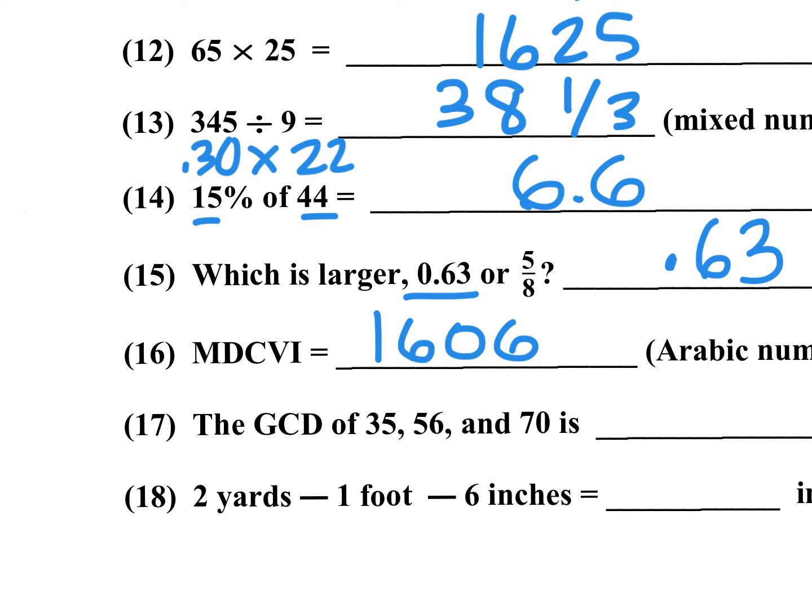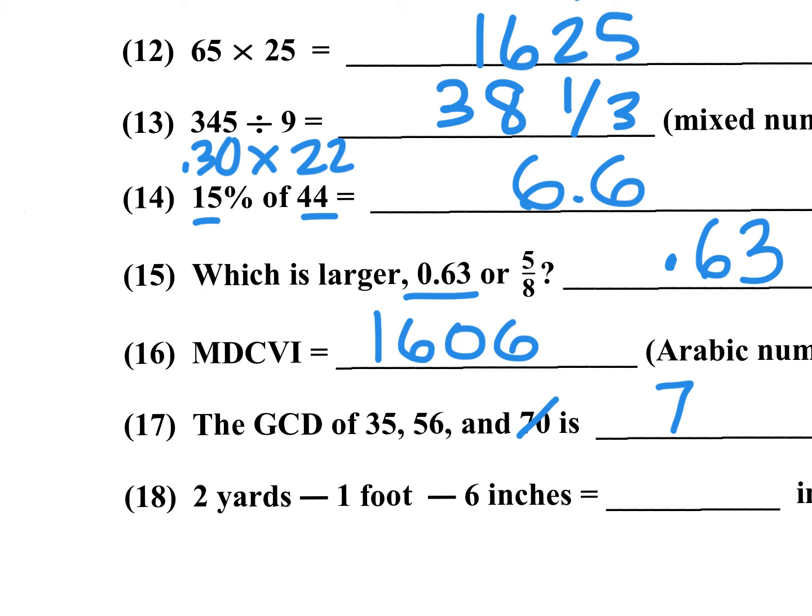The GCD of 35, 56, and 70. Well, 35 goes into 70. So we can actually rule out 70, since all the factors of 35 are in 70. So really it's between 35 and 56. 7 times 5, 7 times 8. Looks like 7 goes into both, and that would be your greatest common factor. 7 goes into all of them. And so the answer was 7 for that one.